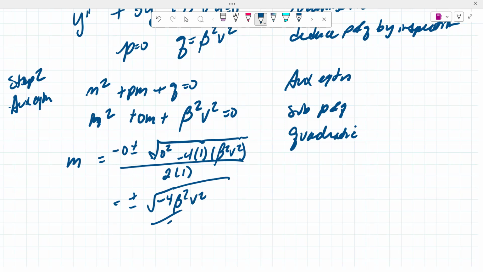Over 2 equals plus or minus 2iBV over 2, and the 2's go out. The 2 is gone. Equals plus or minus iB. This will simplify.